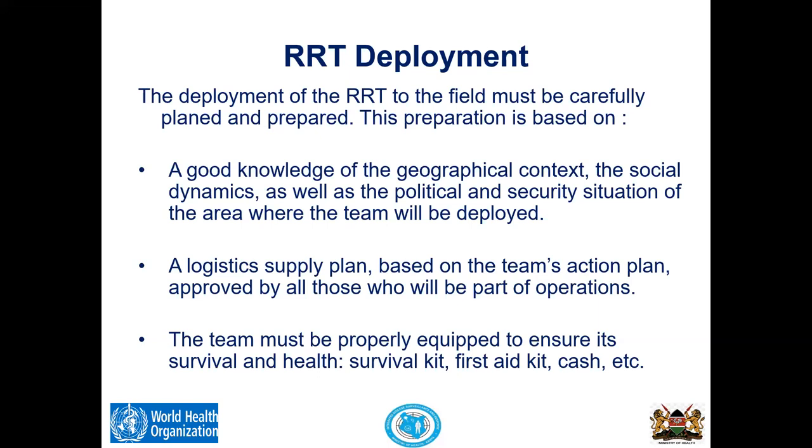Then a logistics supply plan based on the team's action plan approved by all those who will be part of the operations. And in this plan, there has to be a plan for pre-positioning the equipment. So the teams are not expected to move with the equipment to the field. A working system is where the teams find these supplies and logistics already pre-positioned in those areas where the emergency is going on. Then the team must be properly equipped to ensure its survival and health. We're talking about things like survival kits, first aid kits, cash, vaccinations before response and things like that.